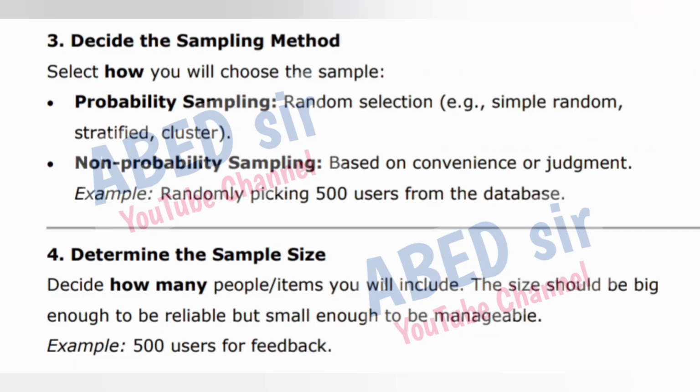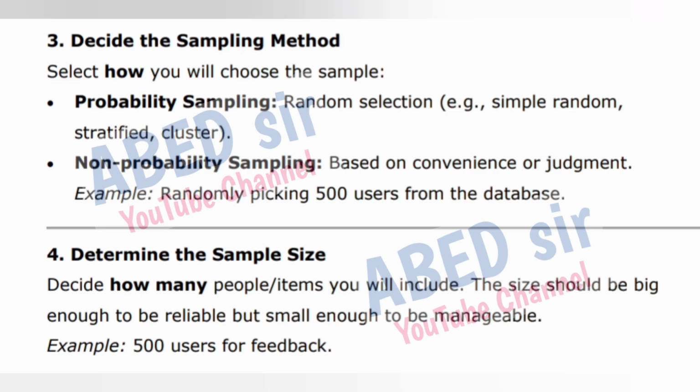3. Decide the sampling method. Select how you will choose the sample. Probability sampling, random selection, for example simple random, stratified, cluster. Non-probability sampling, based on convenience or judgment. Example, randomly picking 500 users from the database.